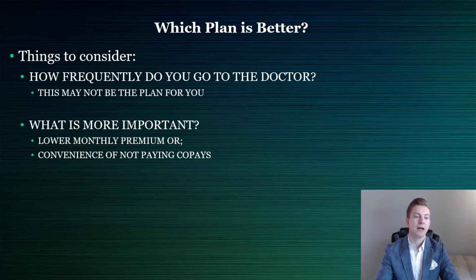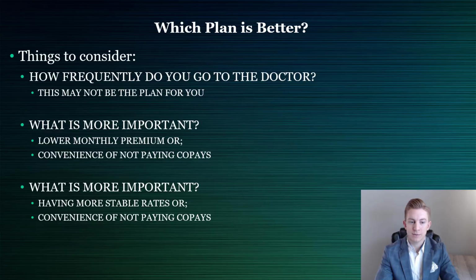I always ask my clients, what's more important to you? Would you rather have lower monthly premiums, or would you rather have the convenience of not paying any copays? Because that's really the difference between the two. On one end, you have a lower cost per month, and you're paying as you use the plan. On Plan G, you are paying that up front just to have that convenience of not having to pay the doctor when you go to see them. You're basically paying it in your premium each month.